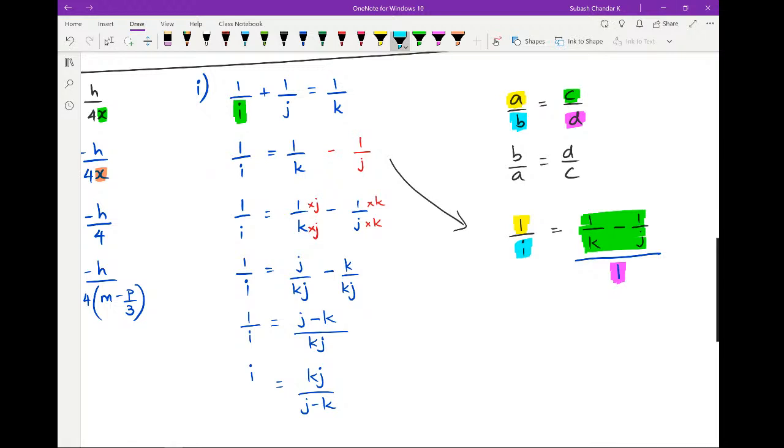So then you flip it, and you're going to end up with i divided by 1 equals 1 divided by 1 over k minus 1 over j. So that entire denominator is what that c is, and then the pink part is the d, which is the 1. The blue part is i, which is b, and then the a is 1, which is that there. That's what Ansh decided to do, which is fine because if you really think about it, it's just a reciprocal, but it's a reciprocal of two fractions, which still kind of works.